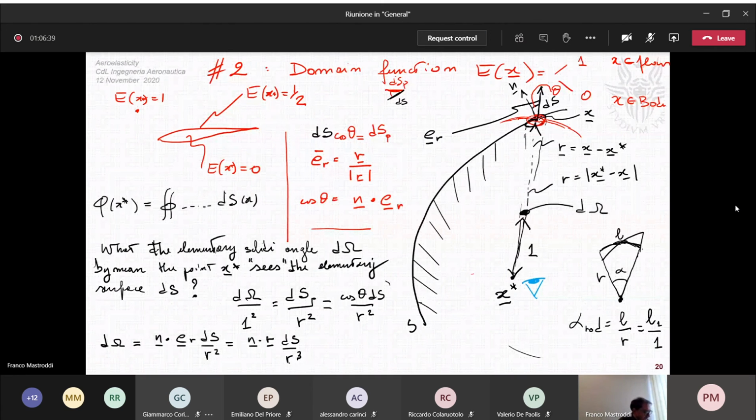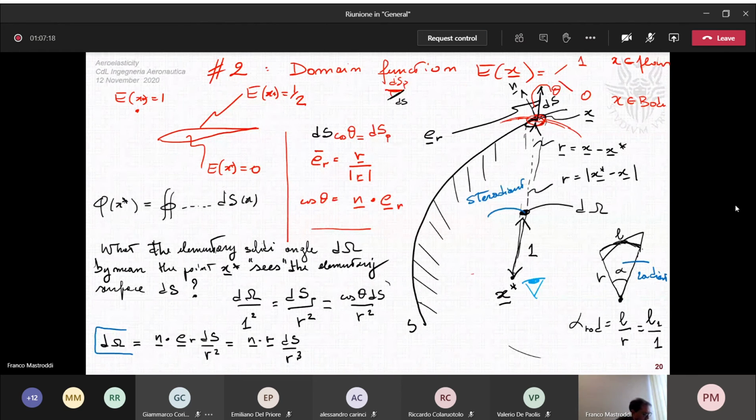So we have an analytic expression of the angle in steradians. Excuse me, I used the word radian, but I want to say steradian. This is radian, and this is a steradian, the d omega.